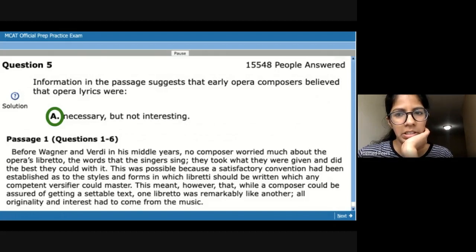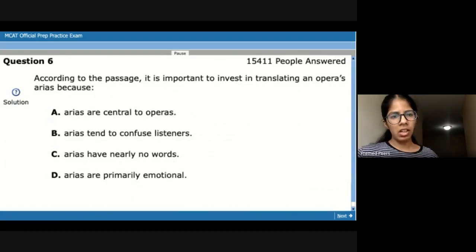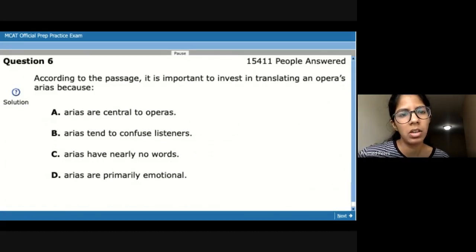Any questions? Next one. According to the passage, is it important to invest in translating an opera's arias because they are central to operas? They tend to confuse listeners. They have no words, or they're primarily emotional.